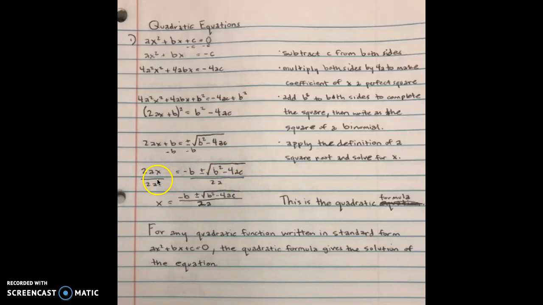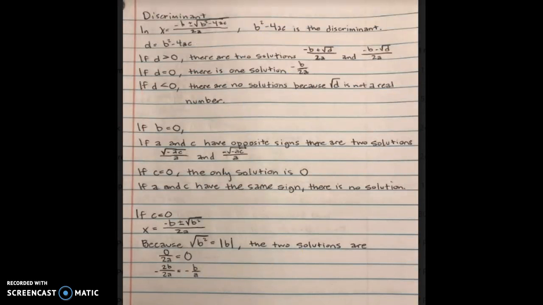Now we're going to divide this side by 2 times a, which means we need to divide this side as well, and that's going to help us isolate that x. And so what we're going to find is that x equals negative b plus or minus square root b squared minus 4ac, divided by 2a. And this is the quadratic formula. You see I wrote equation there, messed up, formula. For any quadratic equation written in standard form, the quadratic formula gives the solution of the equation. So we can use this to solve our quadratic equations. So let's take a look at a couple of examples.